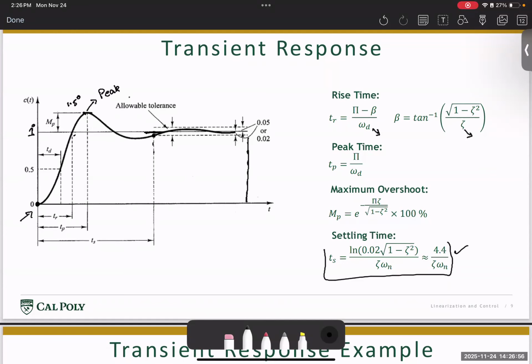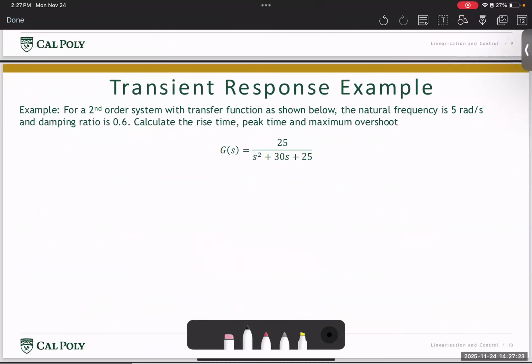All right. So now what we're going to do is assume we have a system and we know the natural frequency of the system, and we're going to pick a zeta value, and analyze how long the system takes to rise, what is the time it takes to reach the peak value, and then also find out the maximum overshoot. All right, so just plugging this into an example. Consider you have a second order system which has a transfer function as shown on the screen. Now let us assume the natural frequency of the system is 5 radians per second, and it has a damping ratio of 0.6. Then we are expected to calculate the rise time, the peak time, and the maximum overshoot.